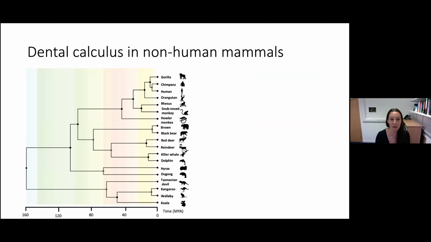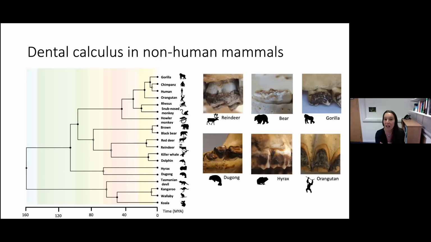So we have representatives from marsupials, so pouched mammals, and eutherians. We have carnivores and omnivores and herbivores. We have aquatic mammals and terrestrial mammals. We have different orders of mammals, and we can study a great variety of questions with that. And this is how dental calculus looks on them.